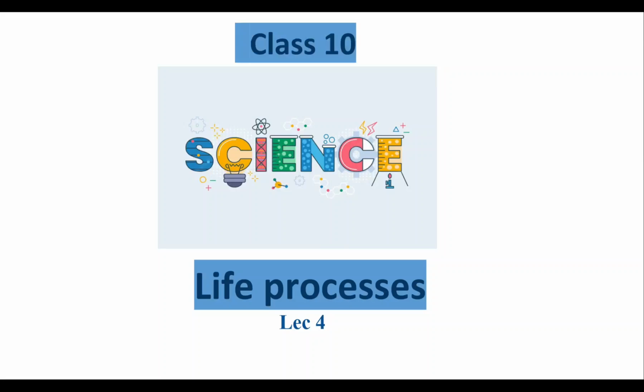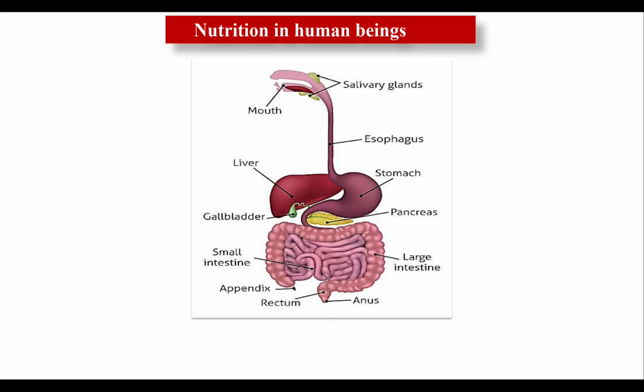Hello everyone. In the last lecture we discussed nutrition in unicellular animals such as the amoeba and paramecium. Now in today's lecture we will discuss nutrition in complex multicellular animals. Got it? Can you tell me the names of some multicellular animals?